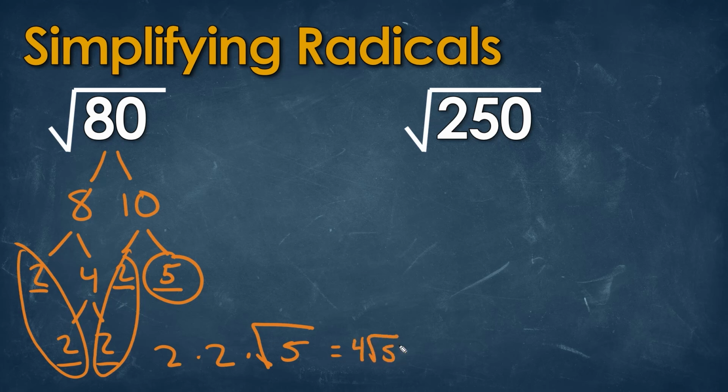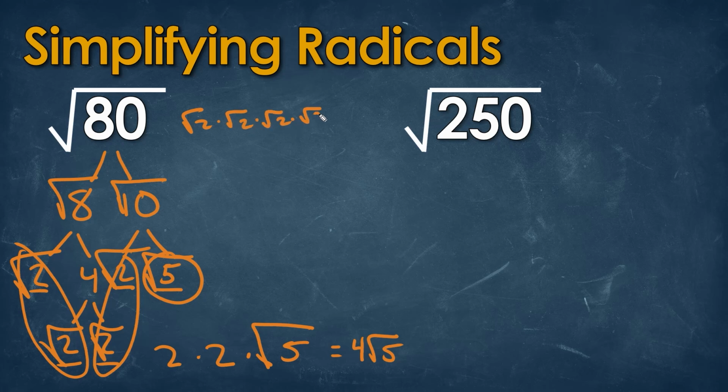Now another way to see this is that we can continue putting square root signs on this, but it does make it a little bit trickier. So what we end up having is the square root of 2 times the square root of 2 times the square root of 2 times the square root of 2 times the square root of 5. That would be the same thing as the square root of 80.